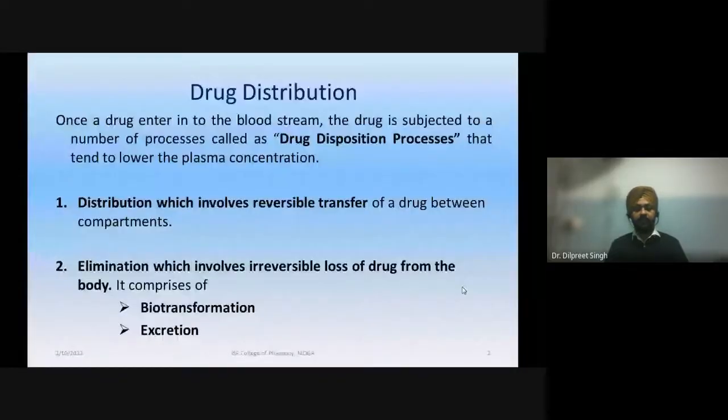And this is the ADME process which is responsible for the drug action, starting from administration at a particular site to excretion. Drug distribution is basically when we talk about the drug entering into the bloodstream; the drug is subjected to a number of processes called drug disposition processes that tend to lower the plasma concentration. Distribution involves the reversible transfer of a drug between the peripheral and central compartment. Elimination involves the irreversible loss of the drug from the body, which comprises biotransformation and excretion.